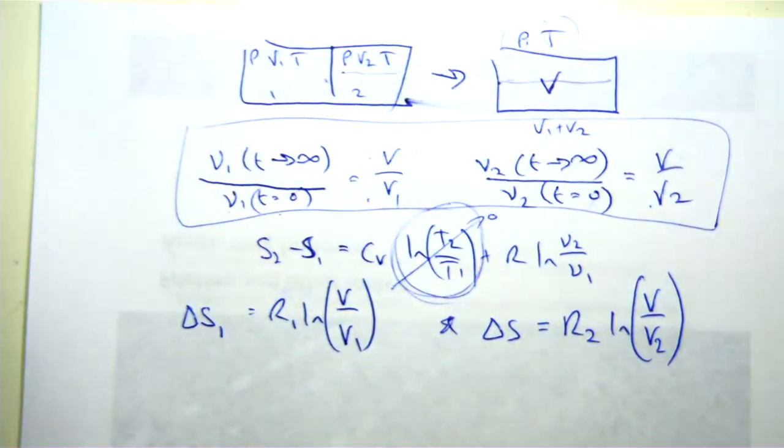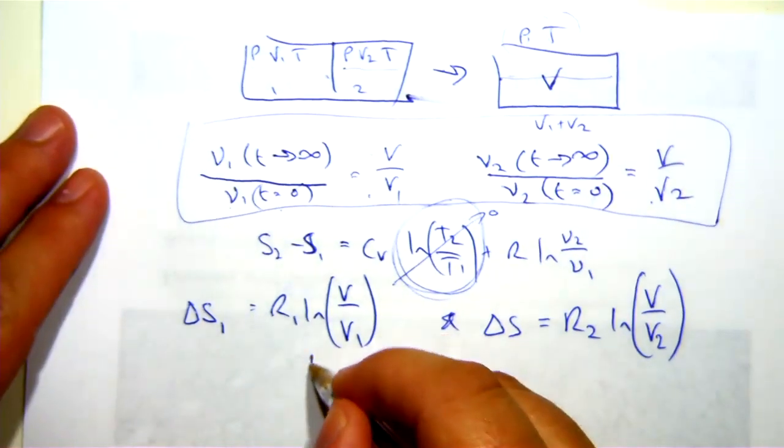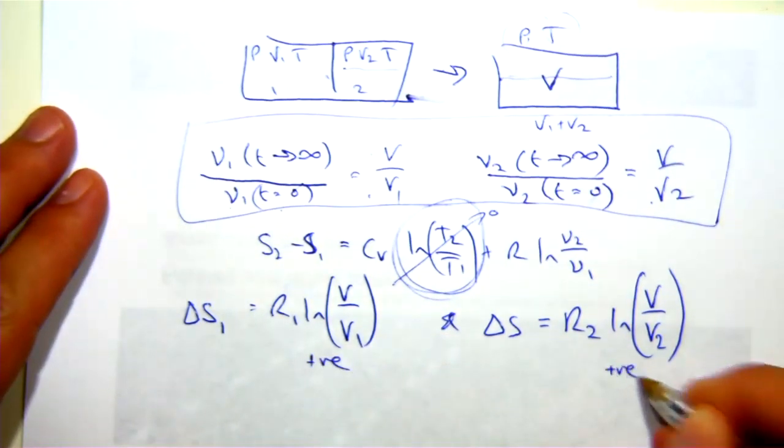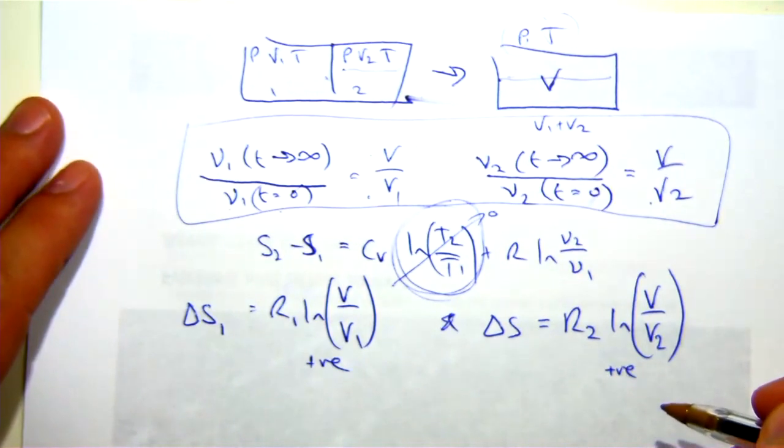So, is V on V1 big, small, greater than 0, less than 0? Is V bigger than V1? Yes. What's the log of a positive number? Well, let's say the log of a number greater than 1 is greater than 0. So this guy is positive, and this guy is positive. Both substances have increased in entropy.